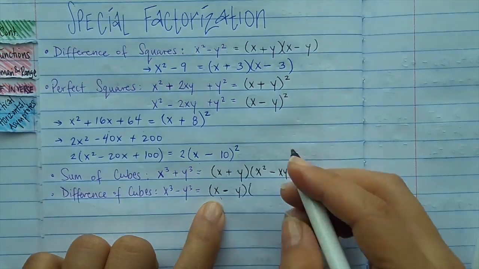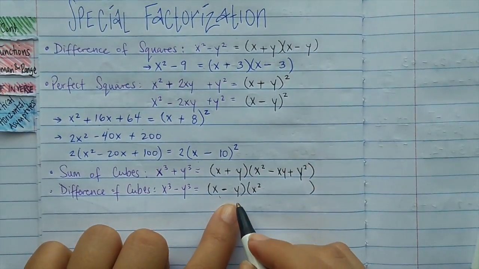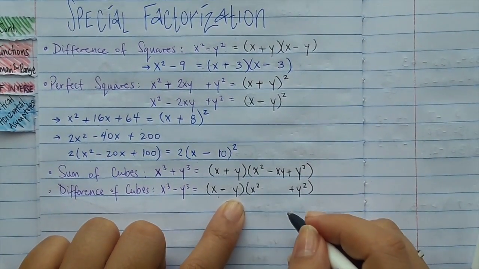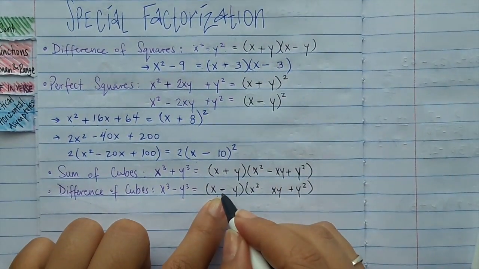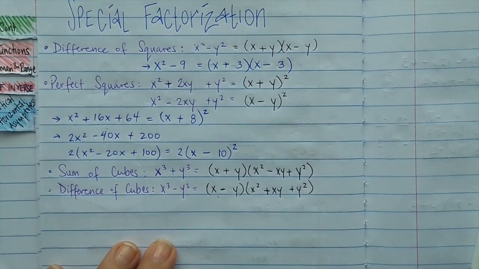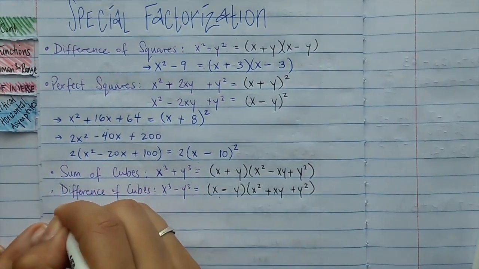So what you're going to do is square the first thing, which is x squared, square the second thing, which is going to make it positive y squared. Then multiply x and y together, the first and last term together, change the sign. So it changed from minus to plus. And that's it. So let's take a look at a couple of examples of us doing this, and then we'll move on to the next video.